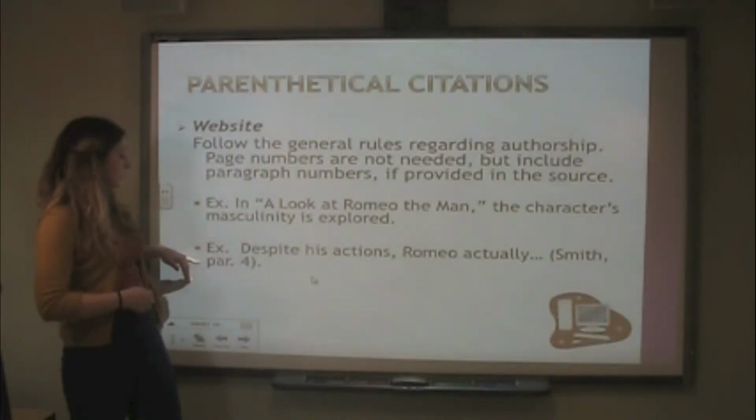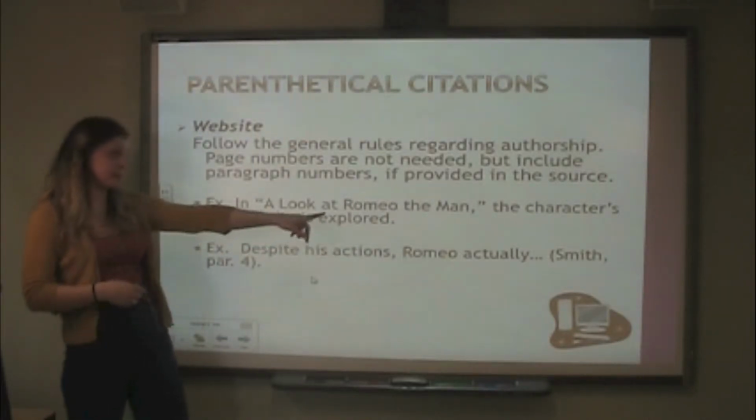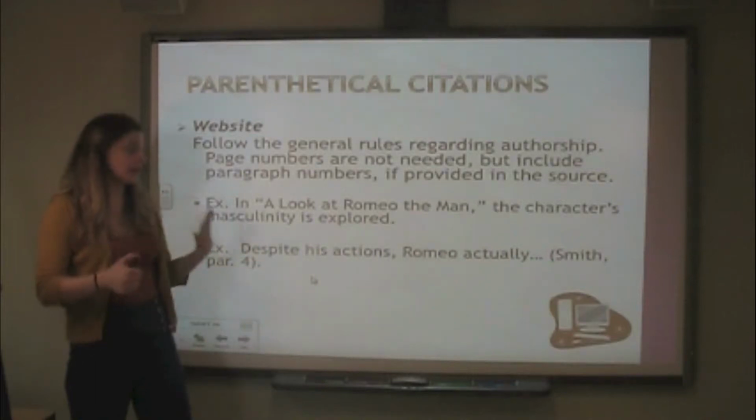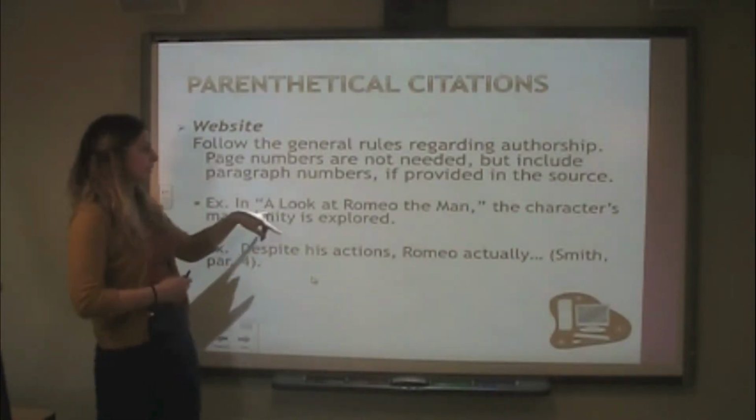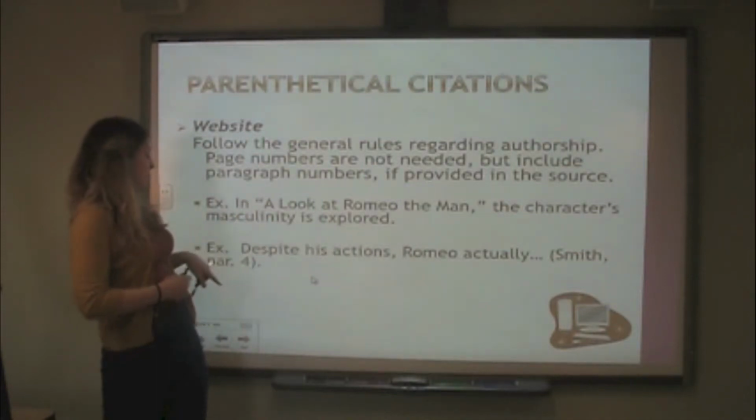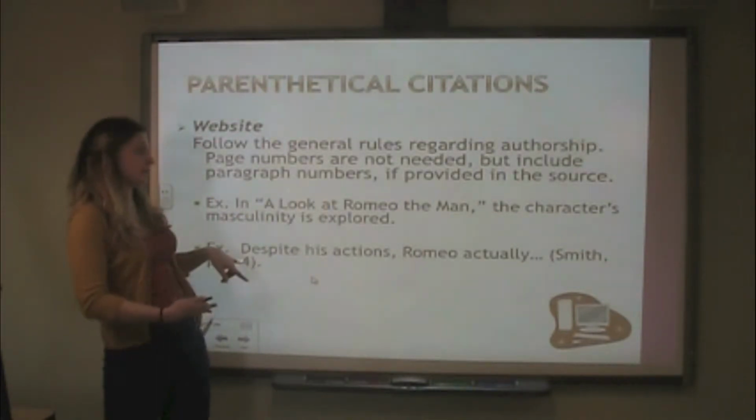Here is what it would look like if there was a paragraph number. It would just be PAR, period, space, the number, PAR standing for paragraph, and that is the author's name if it is there, Smith. If not, again, don't worry about it, just use the title. That would sort of look like, I look at Romeo the man, and then paragraph 4, if Smith wasn't there.